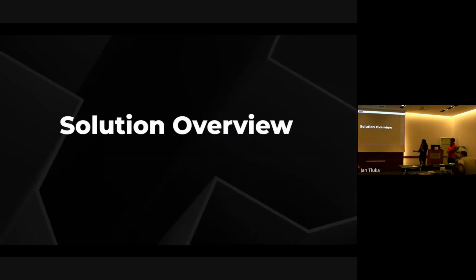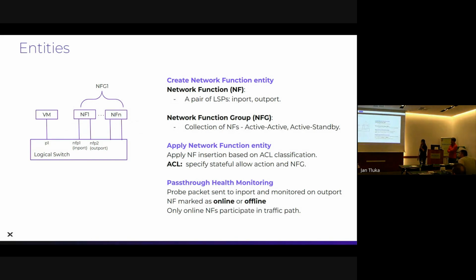So now let me start with the overview of the solution. First, the entities involved and how they relate to each other. First, the network function entity. A network function is represented by a pair of logical switch ports. As we can see in this example, NF1 has NFP1 and NFP2. One is input, another is output. So traffic is sent to one port and it comes out of the other port.